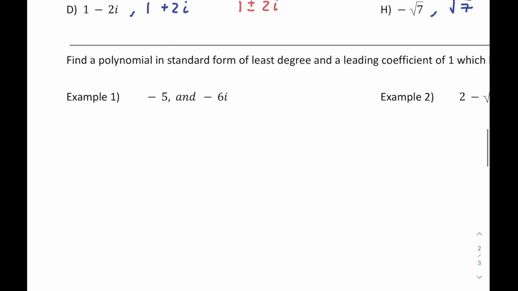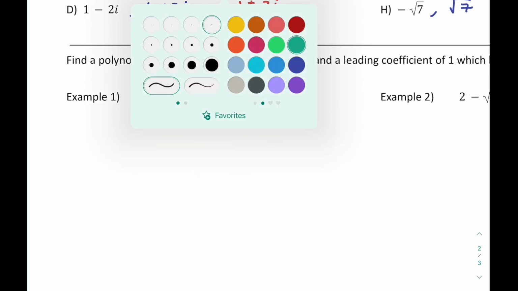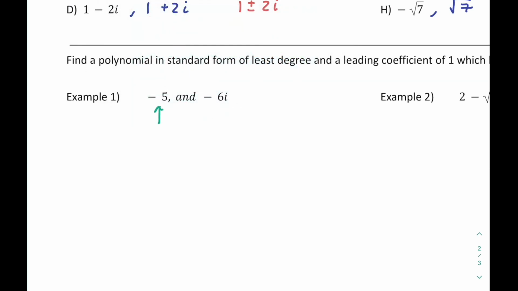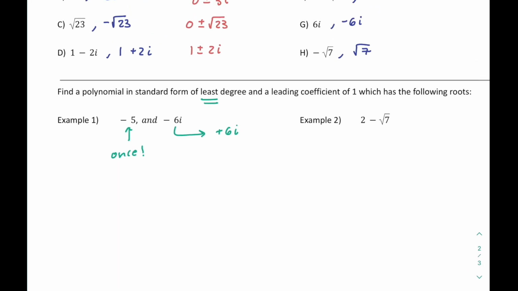So first things first, remember, real roots do not come in pairs. So if I have negative 5 as a root, I only have that one time. We've seen that before. It's totally allowed to have x plus 5 as a root with a multiplicity of 1. It's the complex root that we need to worry about, and we have to get its conjugate pair. So if one of the conjugates is negative 6i, again, imagine 0 plus or minus 6i. The positive 6i is something that we would also need.